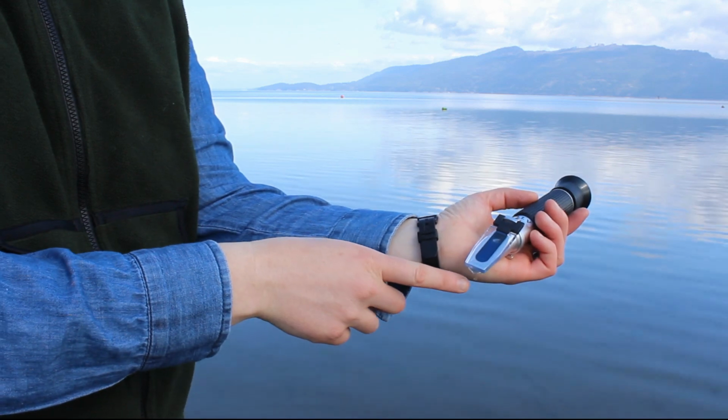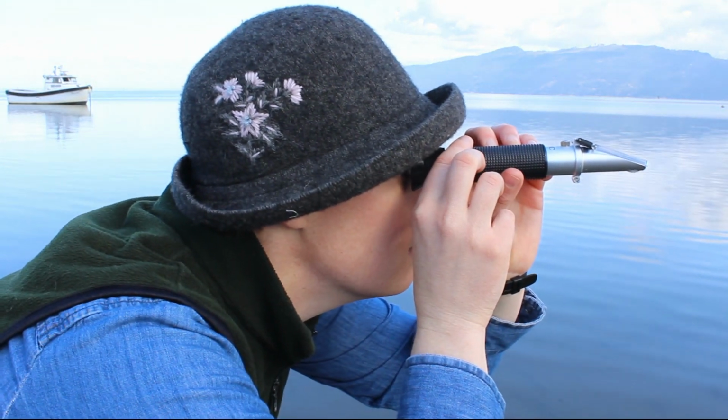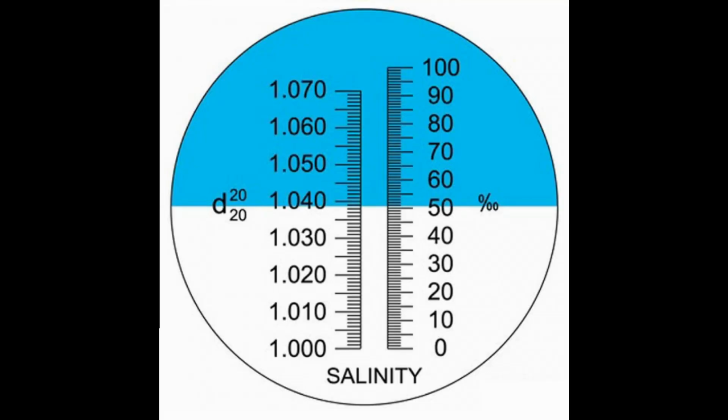Hold the meter up to your eye, facing a good light source. Read the line where the blue and white parts meet. That's your salinity. Our meters read in both percent and specific gravity. I recommend recording both numbers. When you're finished, rinse the business end of the refractometer with fresh water and dry before returning to the case.